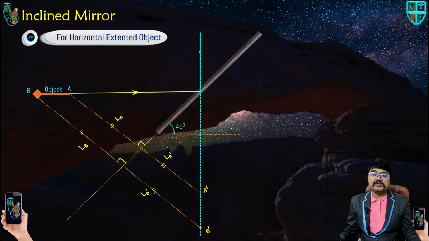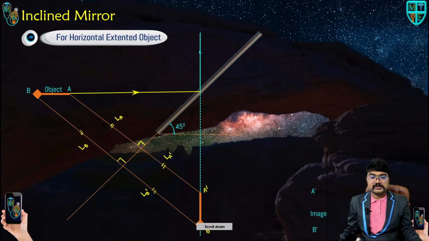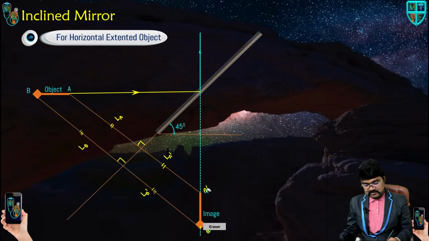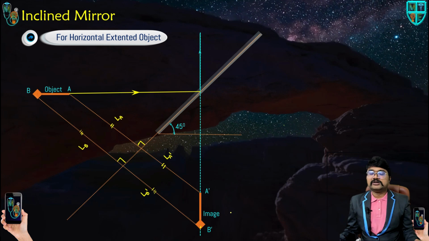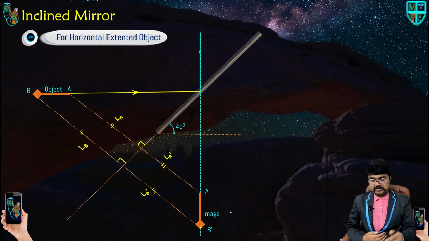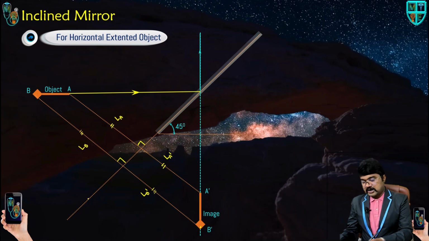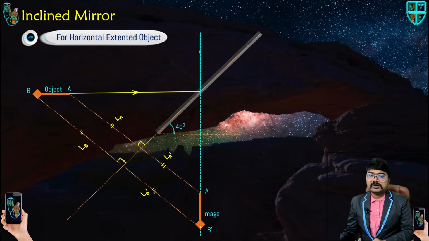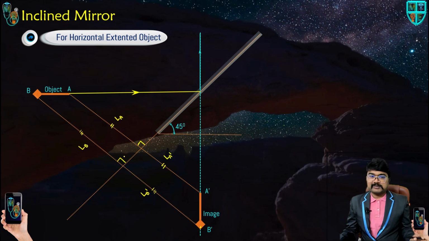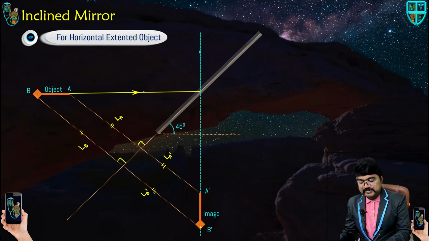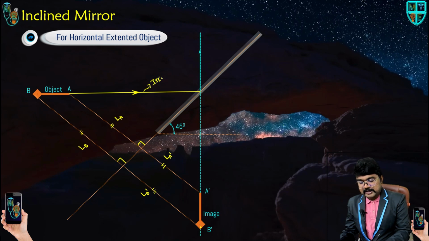Now what kind of image will be formed? See here, this kind of image will be formed. So this is the image for the horizontal extended object. Same procedure we followed. Extend the axis of the mirror. This is the line, and draw perpendiculars. Apply the concept of perpendicular bisector. Here it is what? Incident ray.